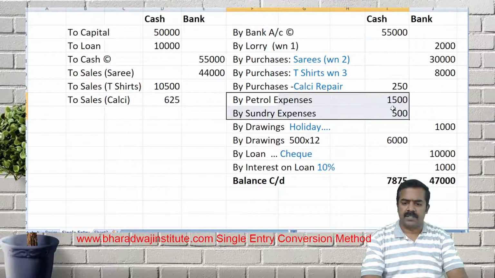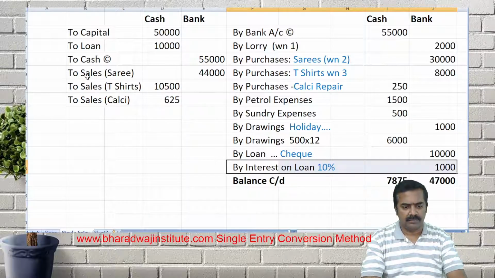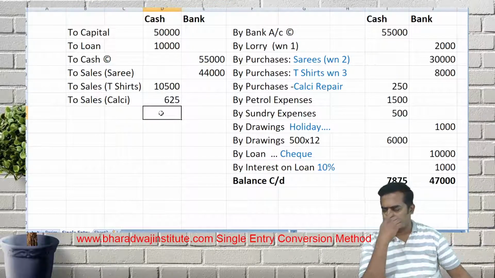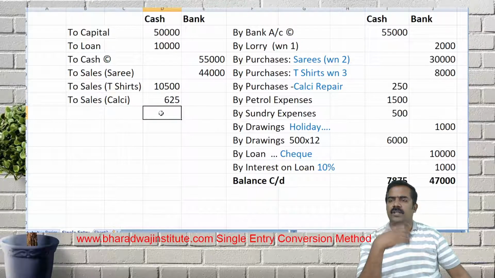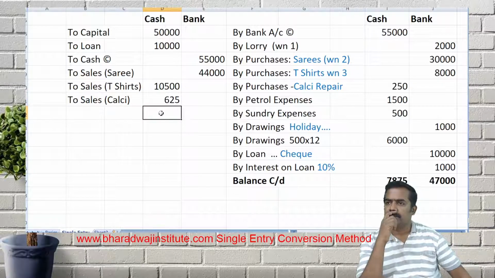This petrol expenses, sundry expense and all will come in the P&L account. Interest on loan also will come in the P&L account. Next, trading and P&L account. No need to work out creditors account and debtors account. We worked them out through working notes, so we can directly place them in the balance sheet. We can start with the trading P&L account and balance sheet.